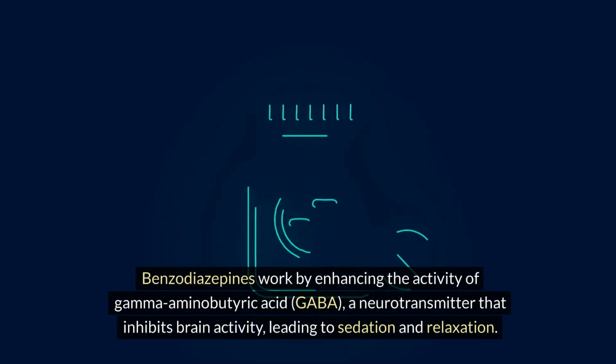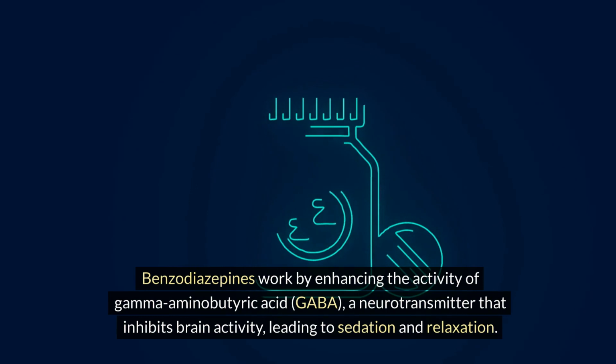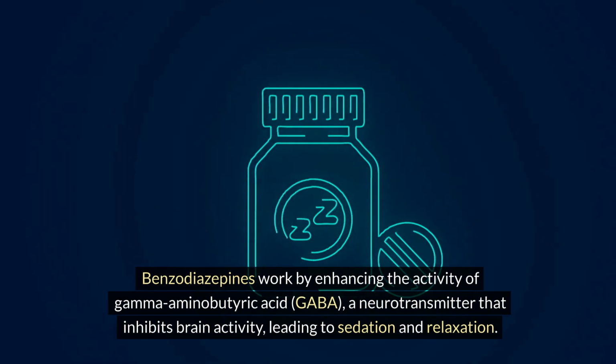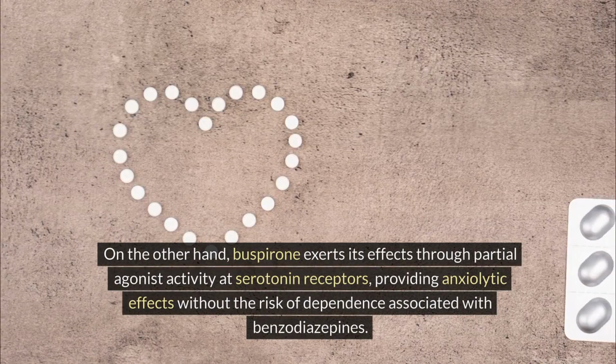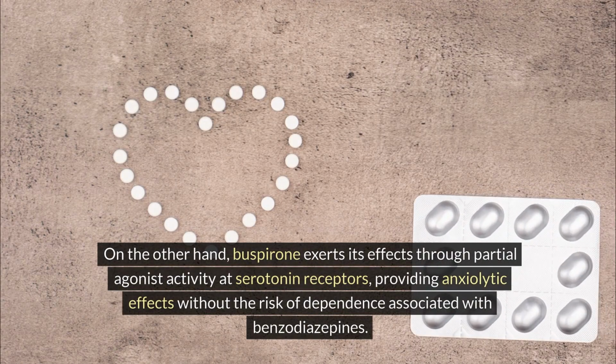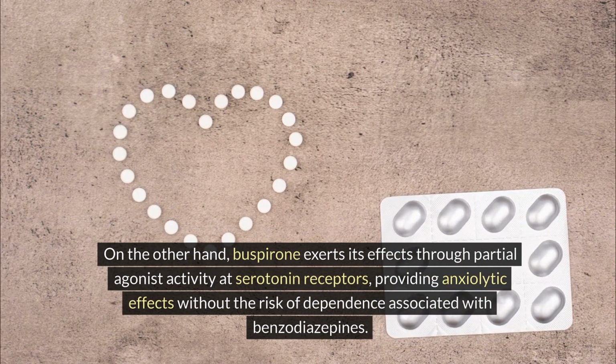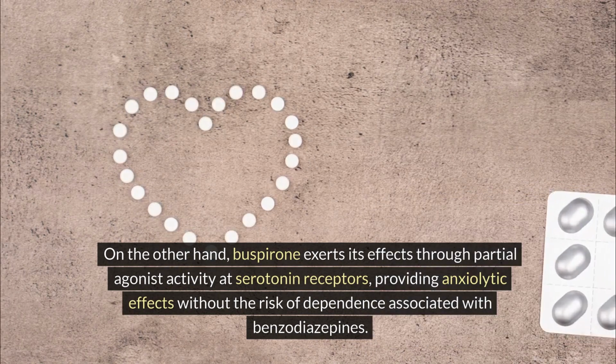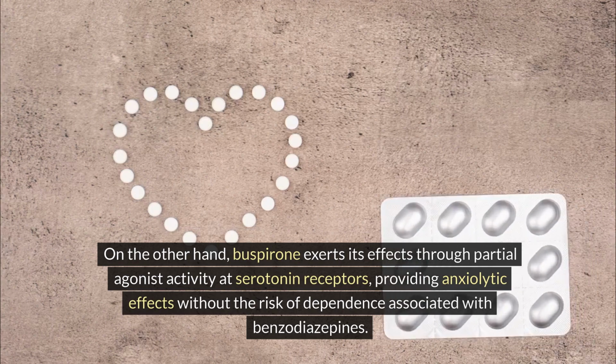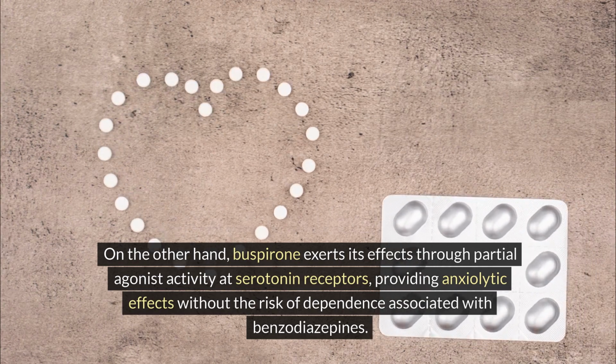Benzodiazepines work by enhancing the activity of gamma-aminobutyric acid, GABA, a neurotransmitter that inhibits brain activity, leading to sedation and relaxation. On the other hand, buspirone exerts its effects through partial agonist activity at serotonin receptors, providing anxiolytic effects without the risk of dependence associated with benzodiazepines.